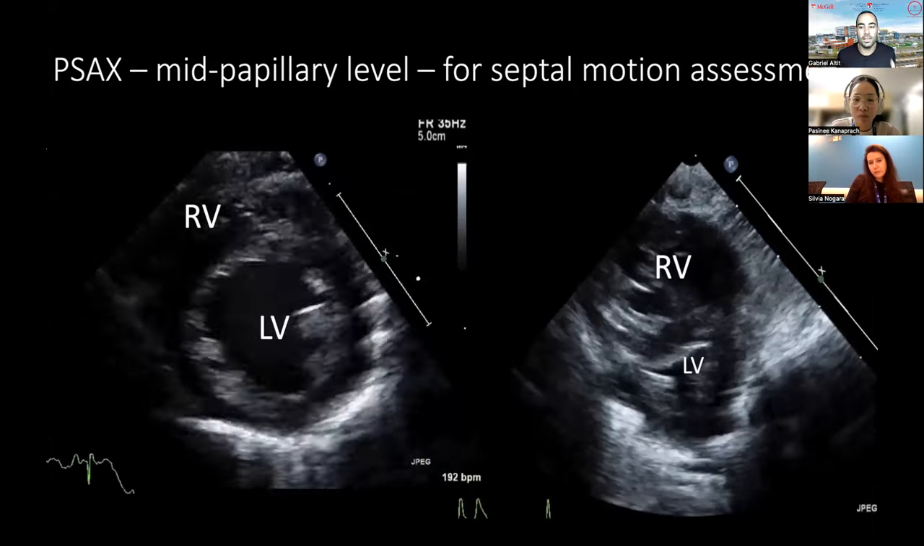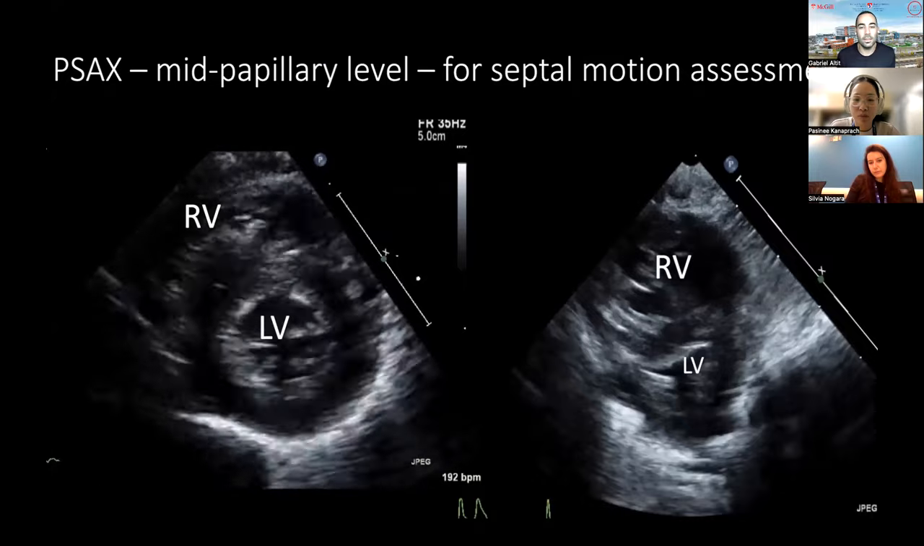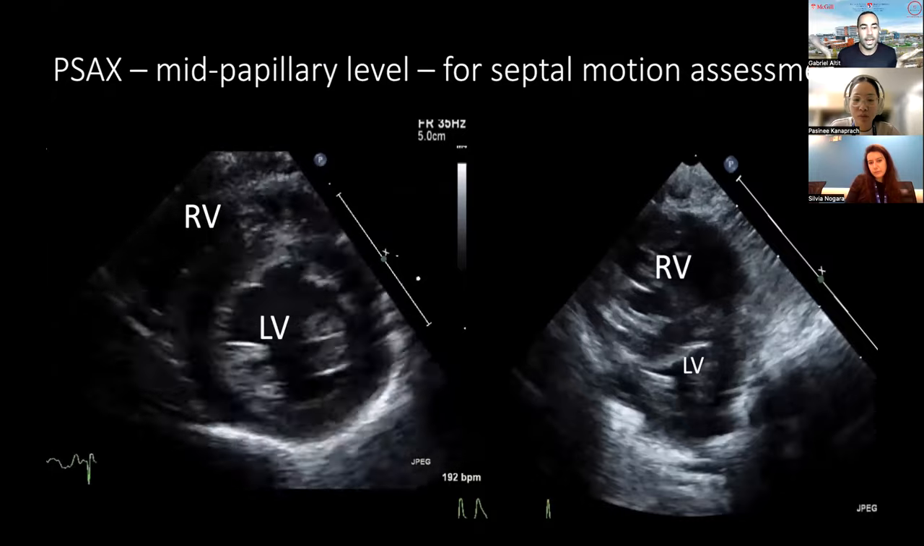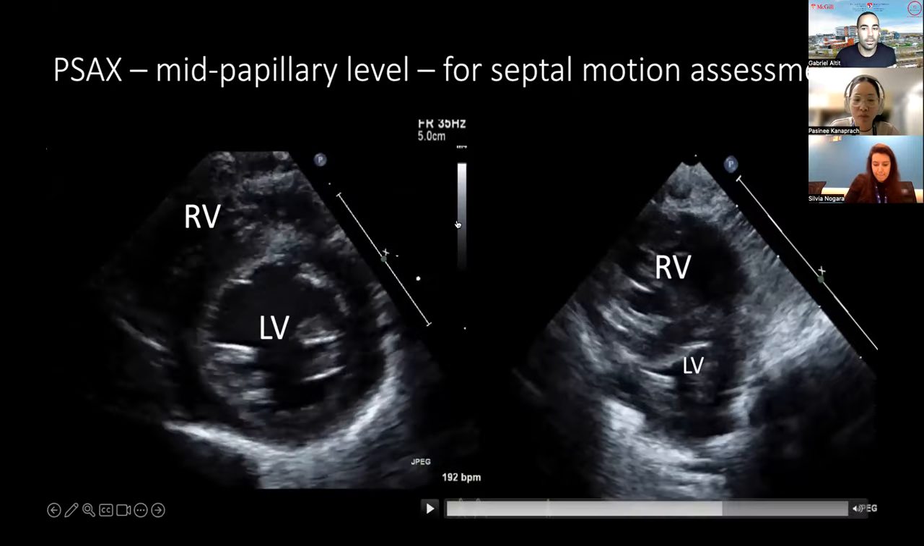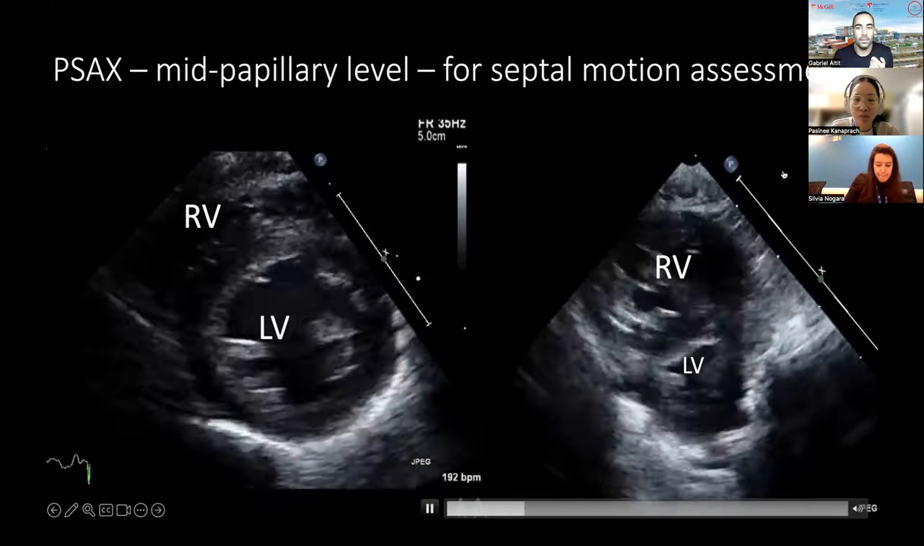And don't forget, when you're assessing the interventricular dependency, you have to know what's happening on the RV side and the LV side. So if the LV is hypotensive, you could still see that kind of thing. Okay.